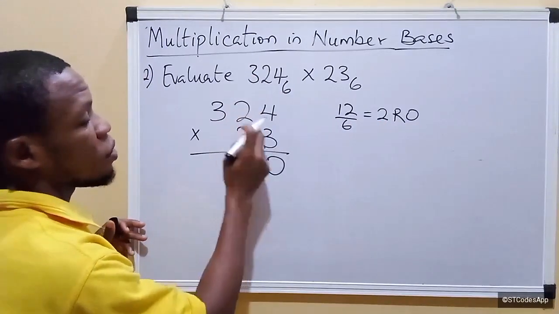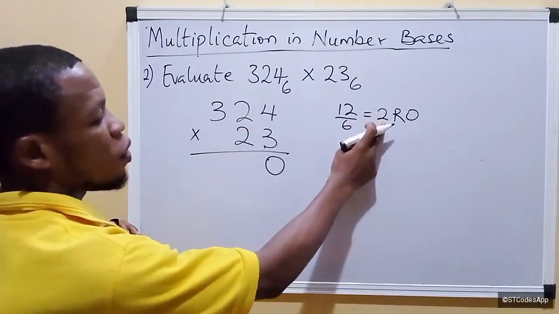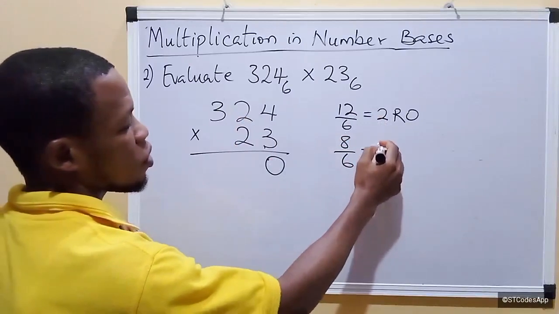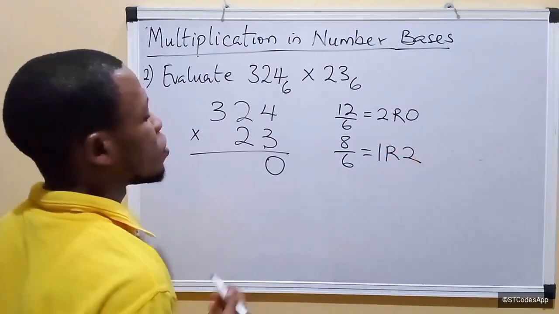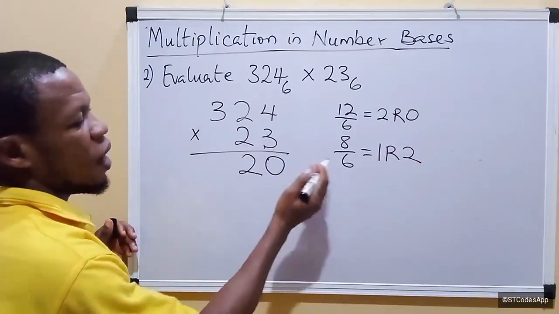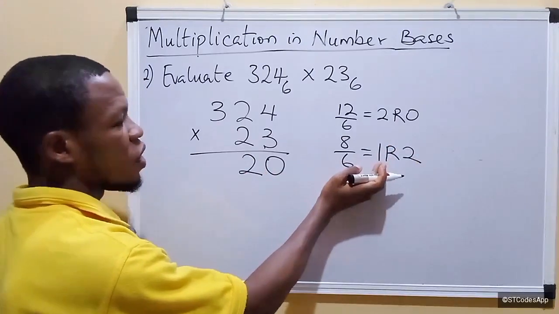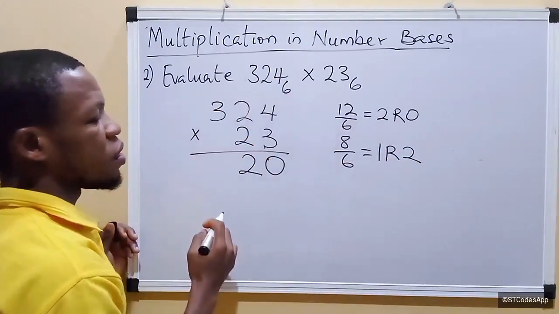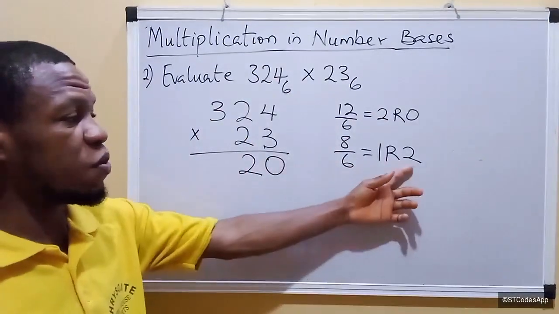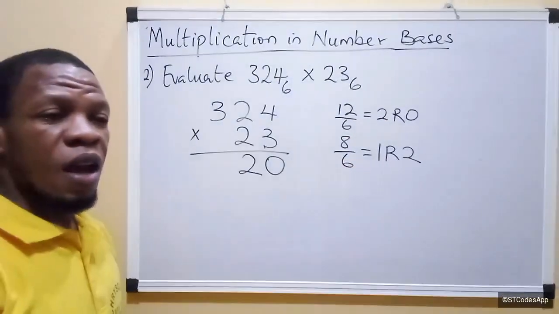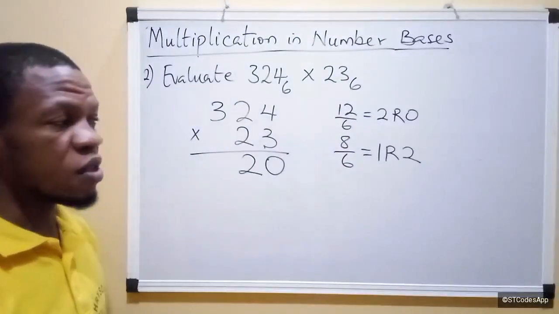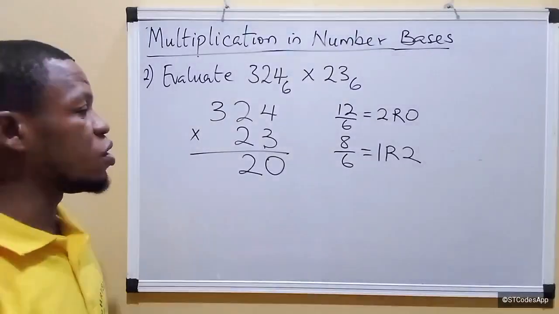So we have 3 times 2 now, 6, plus the 2 we carried over, that is 8. So we have 8 divided by 6, that gives us 1, remainder 2. So I write down my 2 here, the remainder, and then the main answer, which is 1, the quotient, we carry over to the next place value to be used. In case you don't understand why we are making use of remainders first as our main answers here, I want you to watch the previous videos we have done on addition and subtraction of number bases, which I'm going to drop the links to in the description of this video.